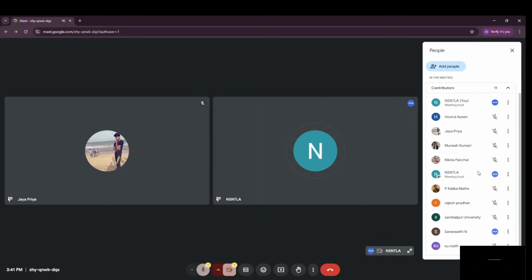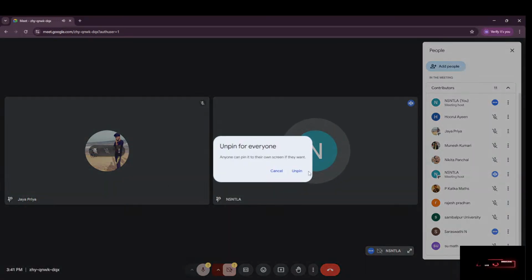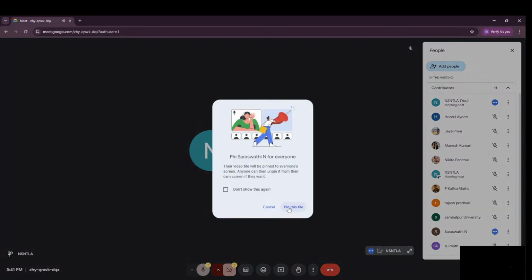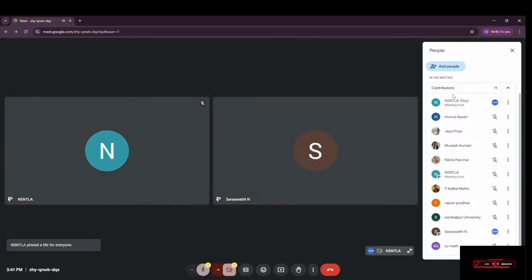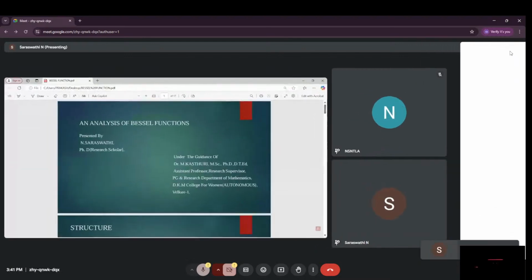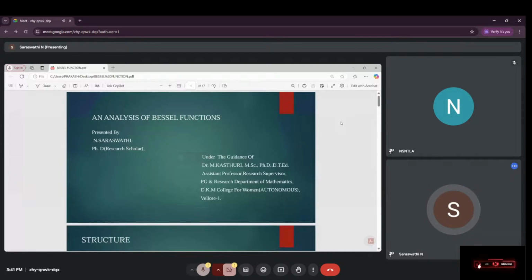Saraswati N is also from Tiruvallur University, Tamil Nadu. Please share your screen. Good evening to everyone. Sir, is it visible? Yes, it is visible. Please use the full screen mode there. Now it is okay.